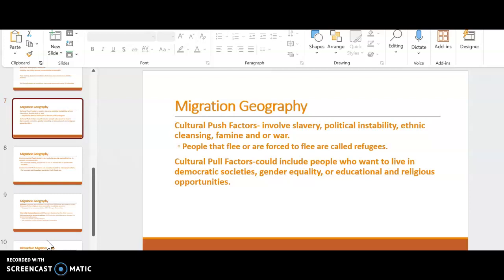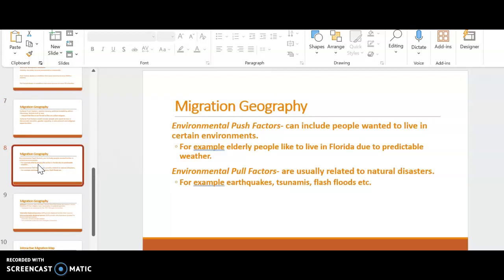Cultural push factors involve slavery, political instability, ethnic cleansing, famine, or war, and people that flee are forced to flee, and typically they're called refugees. And so they are what we consider cultural push factors. Cultural pull factors include people who want to live in a democratic society or gender equality, or they want to have educational or religious opportunities. So you can sort of see the difference here.